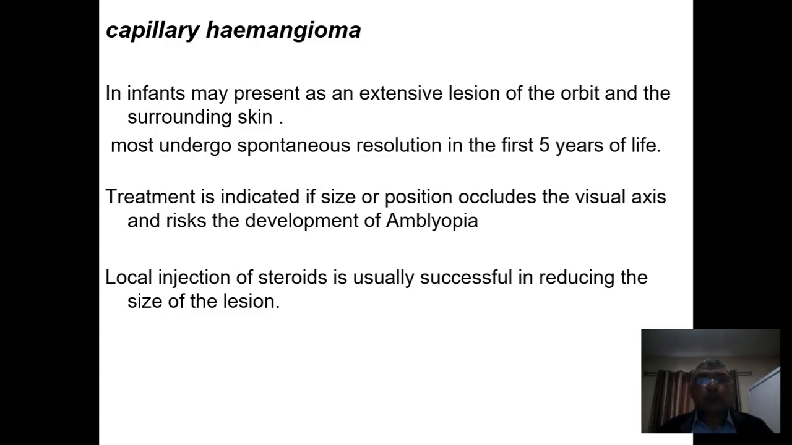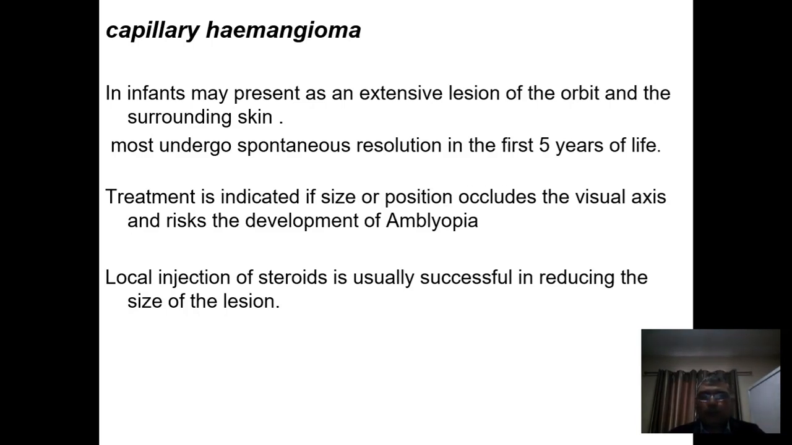Capillary hemangioma is another vascular problem that occurs usually in infants. It occurs in the orbit and the skin around the lids, and usually it undergoes resolution by the 5th year of life. Treatment is indicated if the size is big, or there is occlusion of the visual axis due to the ptosis that develops in the eyelids, and for the risk of development of amblyopia.